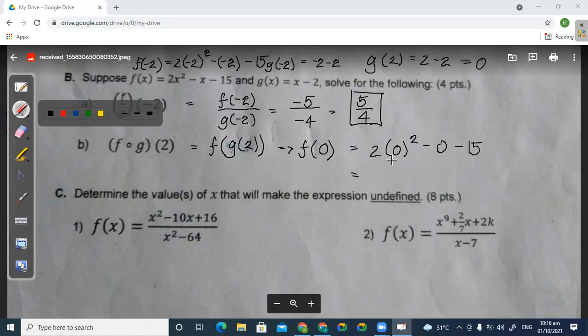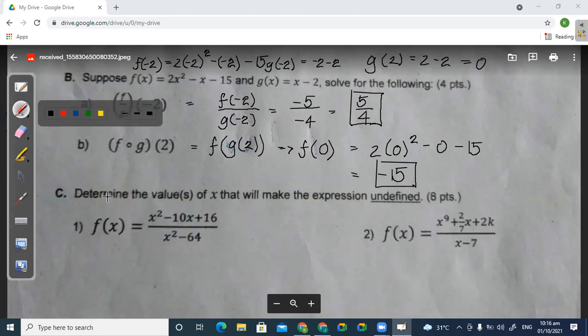That is nothing but 0. Any number multiplied by 0 is 0, and 0 raised to any number is 0, as long as that number is not equal to 0. So 0 minus 0 minus 15, negative 15. That is for the A, division of functions, and for B, composition of functions.